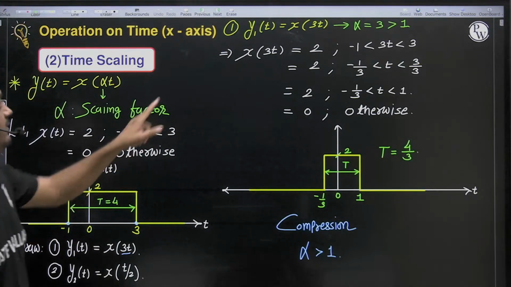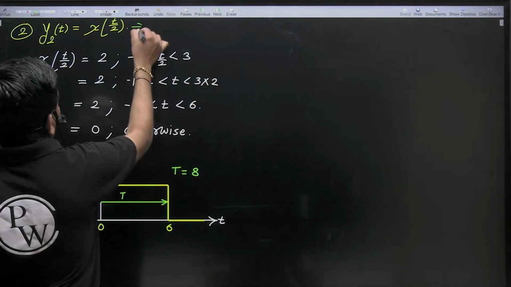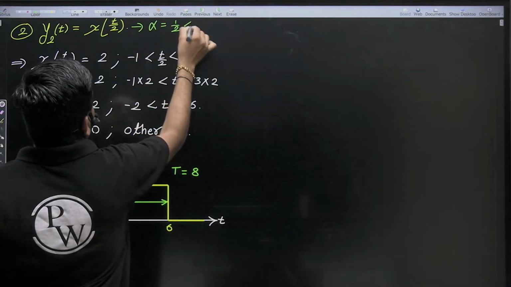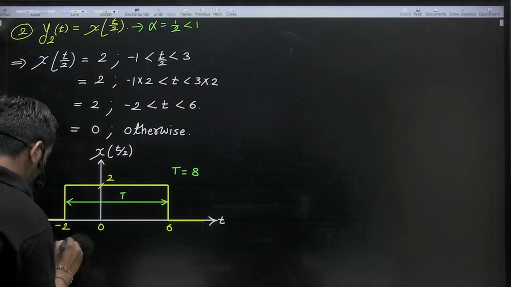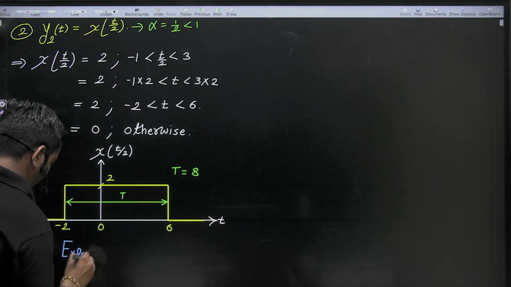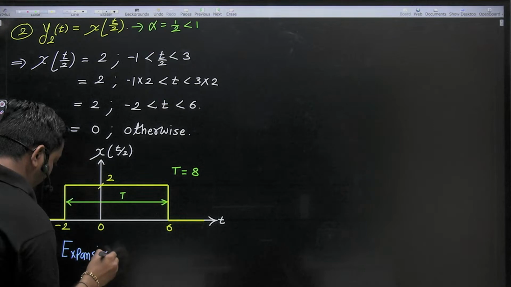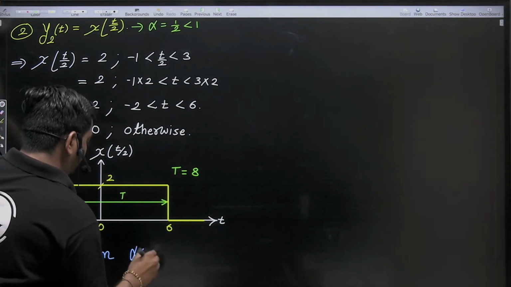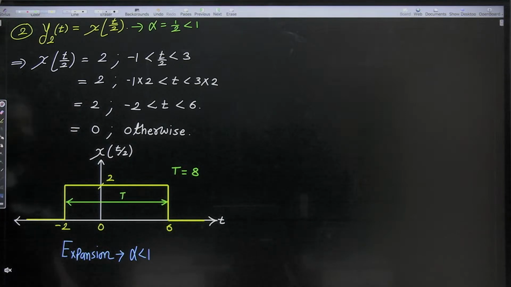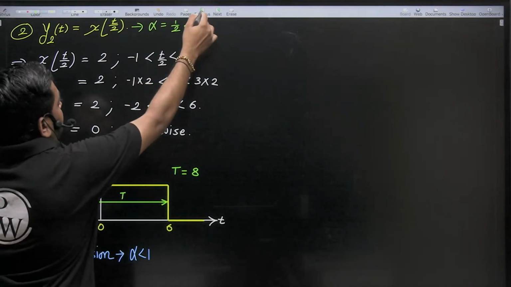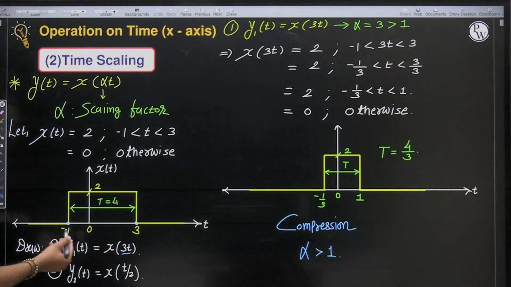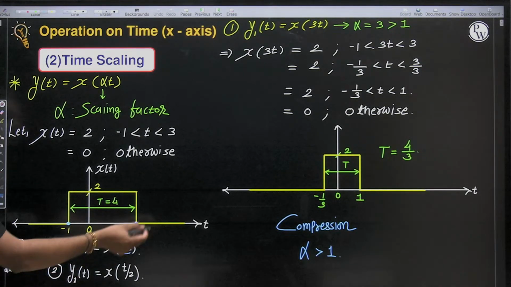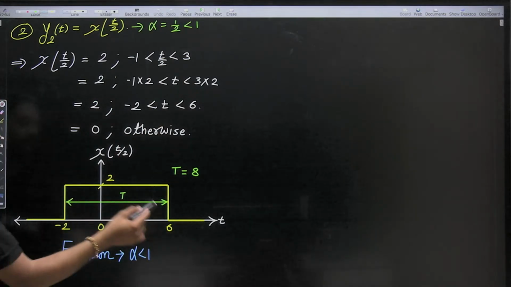So here x of t by 2, guys. The scaling factor alpha is equal to 1 by 2, less than 1. So whenever the scaling factor is less than 1, then expansion. Here it is time expansion, guys. Signal expansion means what? You have to multiply with 2, guys. So multiply minus 1 with 2, multiply 3 with 2. If you multiply minus 1 with 2, it becomes minus 2, and 3 with 2 becomes 6, guys. So you can see here minus 2 to 6.